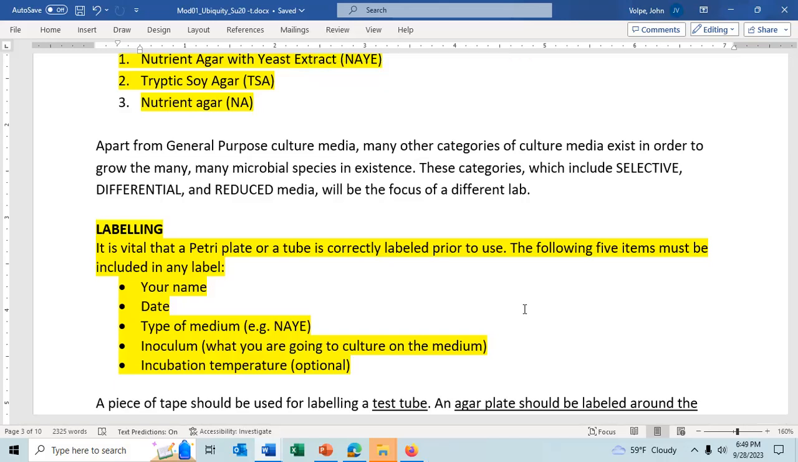I once worked in a lab, and a lady had a whole tray full of hundreds of plates, and she had written all that information on the top of the plate.